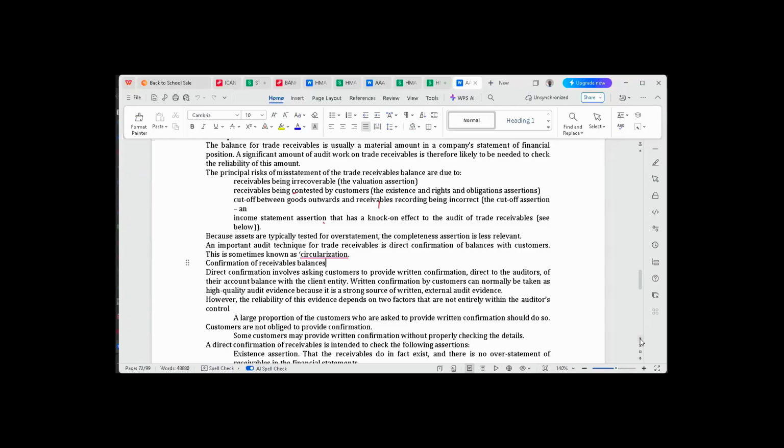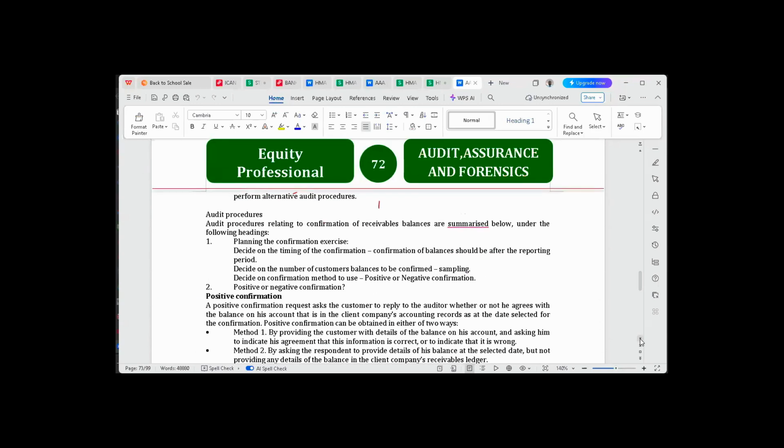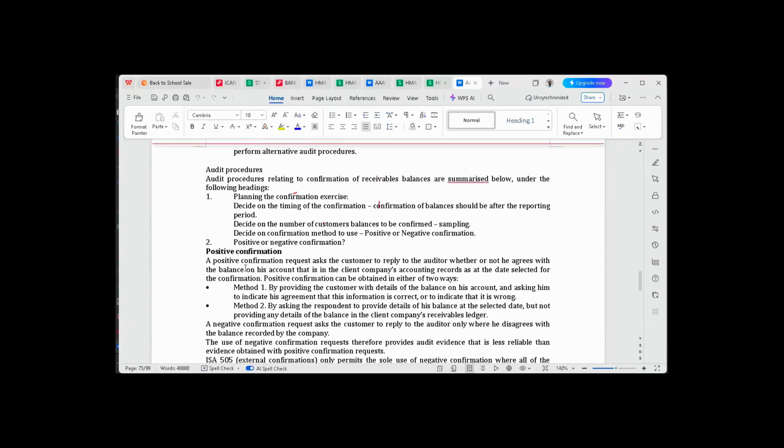Okay? When he responds, whether he agrees or he does not agree, but he responds to the confirmation letter that was sent, that is known as positive circularization. This is a positive confirmation request: it asks the customer to reply to the auditors whether or not they agree with the balance in his account in the client company's accounting records. That's what I just explained.